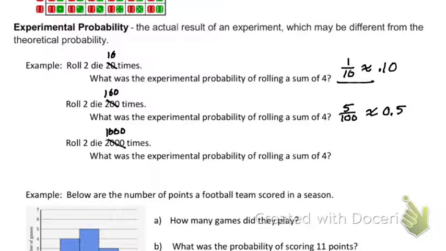Further. Okay, let's roll it 1,000 times. Oh, yeah. Did I just put 0.5? I'm sorry. I did that with the other one too, didn't I? I put my zeros in the wrong place. No, I was right on this one. This one should be 0.05. You're right. Okay, let's roll it 1,000 times.